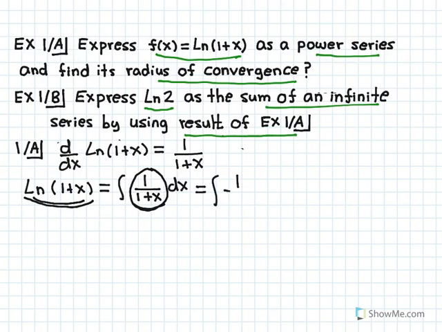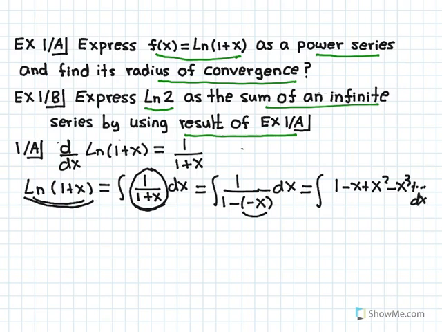So we write this as 1 over 1 minus negative x. Minus x is the common ratio of this geometric series, and the first term is going to be 1. The next term, multiplied by the common ratio, we get minus x plus x squared minus x cubed, and so on. And integrate with respect to x.